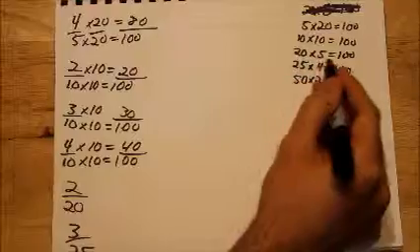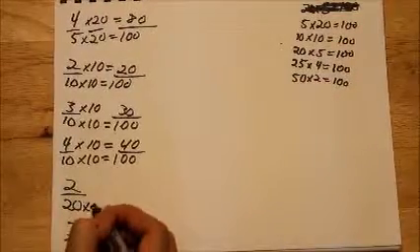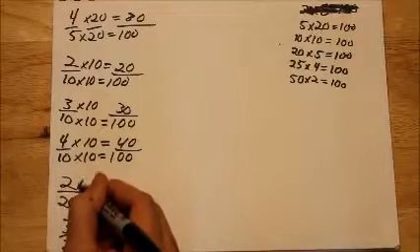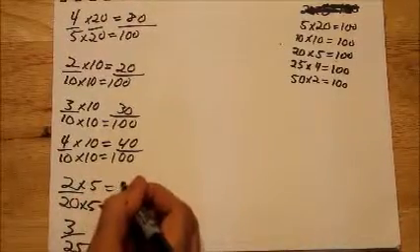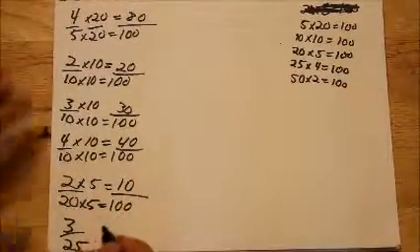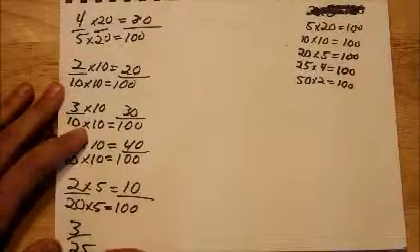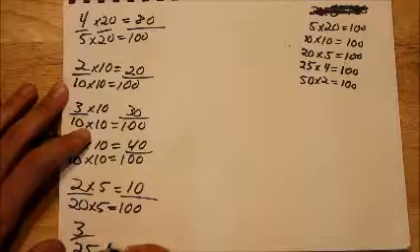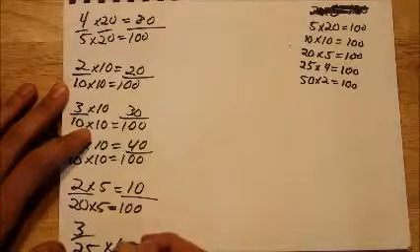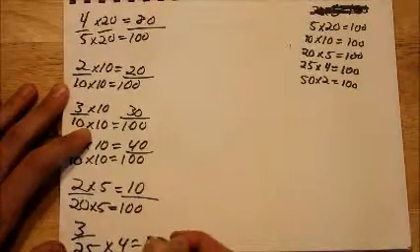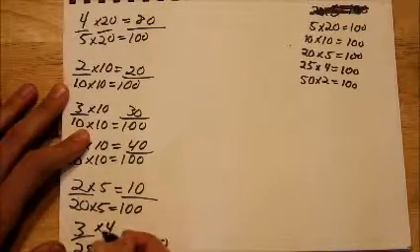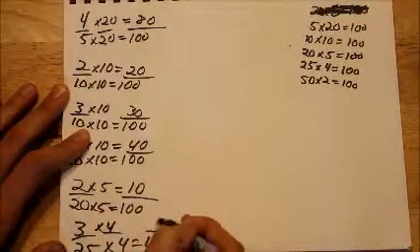20 times 5 equals 100. 2 times 5 equals 10. 25 times 4 equals 100. Therefore, 3 times 4 equals 12.